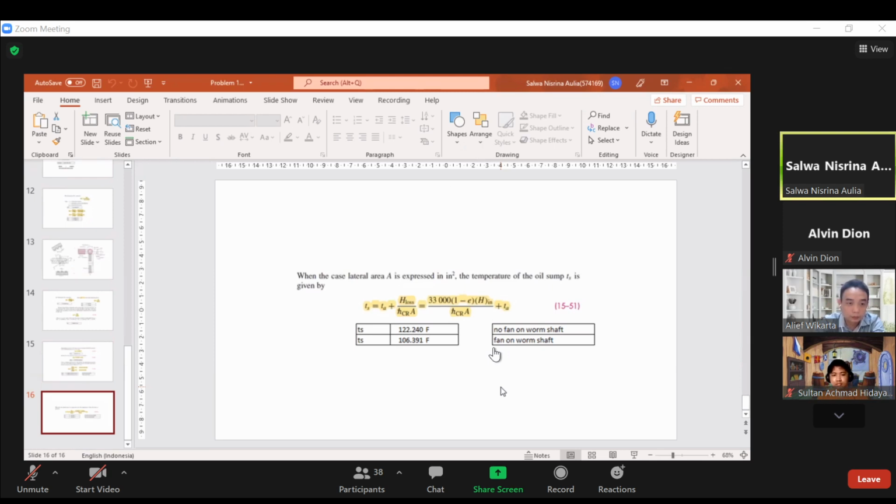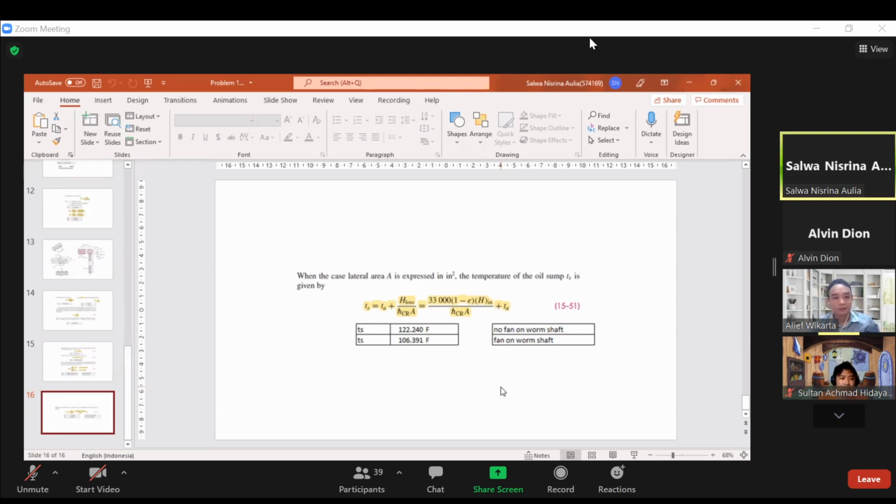I am still confused about the ambient temperature, the definition of the ambient temperature. But I think the TS is the allowable temperature. Saya masih bingung, Pak, yang ini. Allowable temperature. How about the ambient? What is ambient temperature? Iya, saya bingung yang ambient.